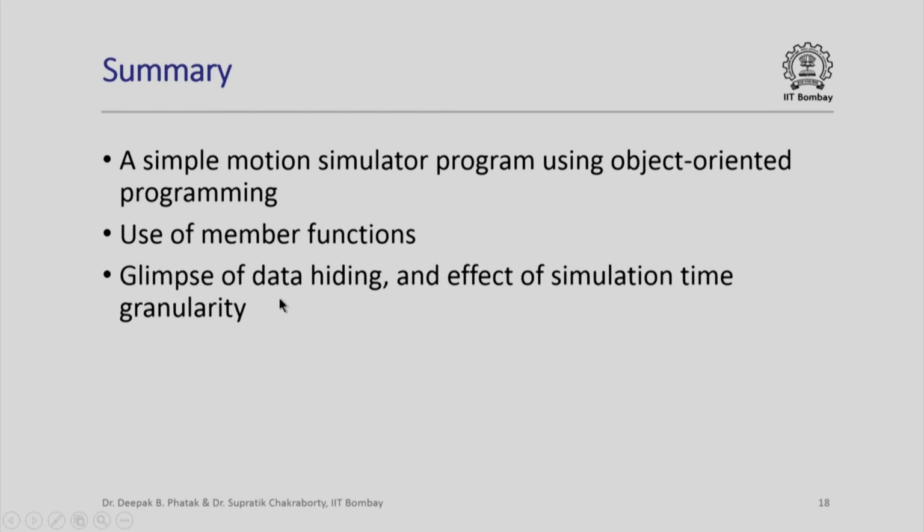So in summary, we saw a simple motion simulator program using object oriented programming, we saw the use of member functions, and we also had a glimpse of data hiding. In the second implementation, there were several things like current velocity which the main program never gets to see. So we saw this glimpse of data hiding and the effect of simulation time granularity on the results of simulation.